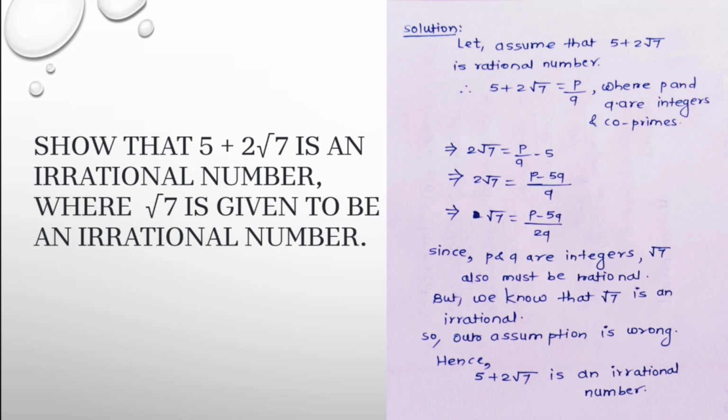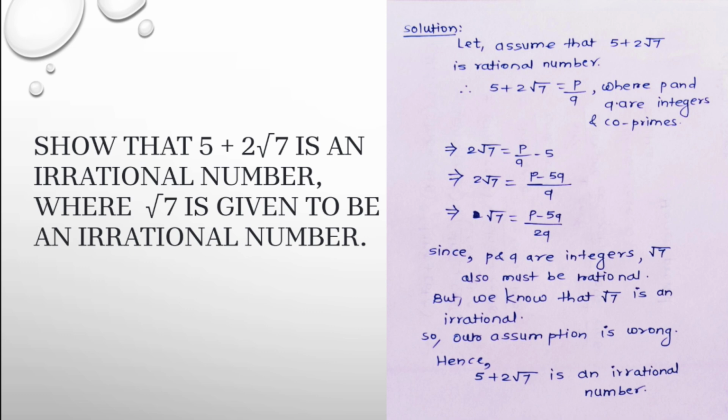So 5 plus 2 root 7 is an irrational number, where root 7 is given to be an irrational number. You can see the solution on the right hand side, and I am going to explain it. First of all, in every such question we have to assume, wrongly, that it is a rational number.